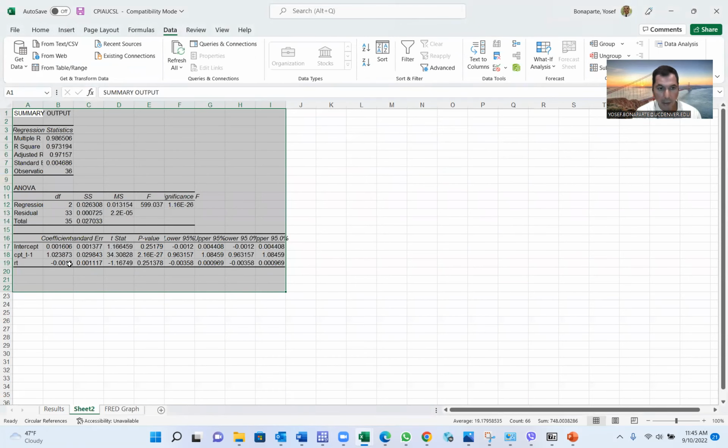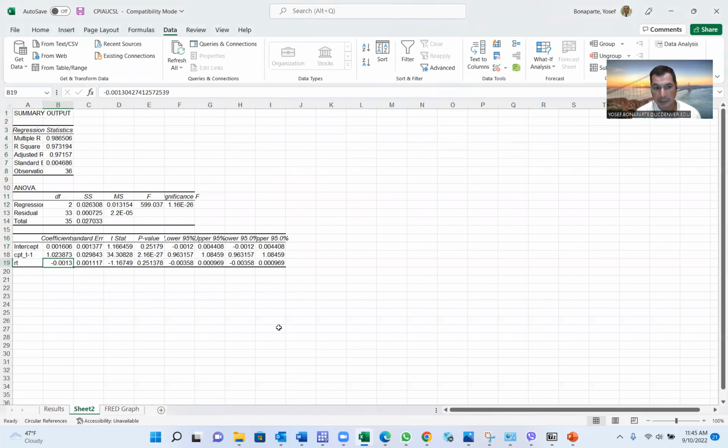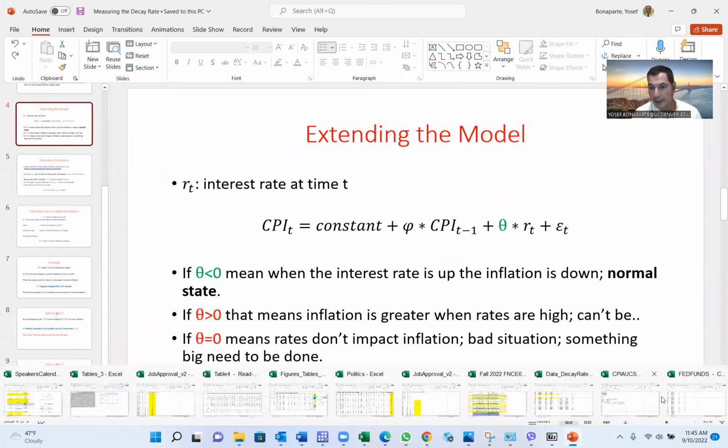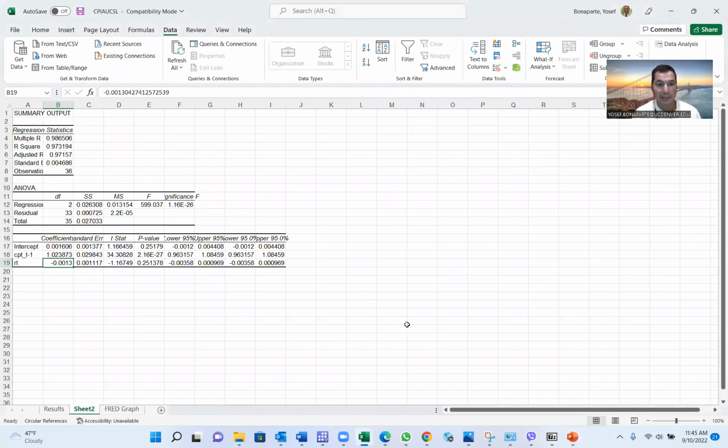Here's the result. RT, that means RT is negative. So what does that mean, negative RT? When theta is below zero, it means when the interest rate is up, the inflation is down. Yes, we need that. Why? Now, the Federal Reserve say, wait a second, the more I increase the interest rate, the lower the inflation. Now, the question, how much do I need to increase the interest rate? And the phi is again 1.02.